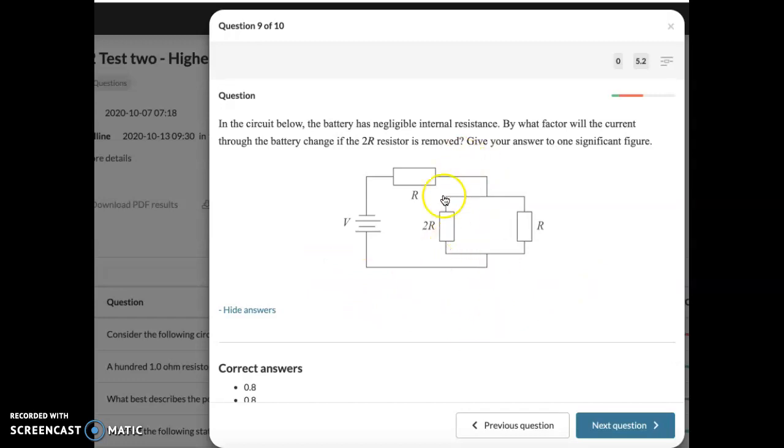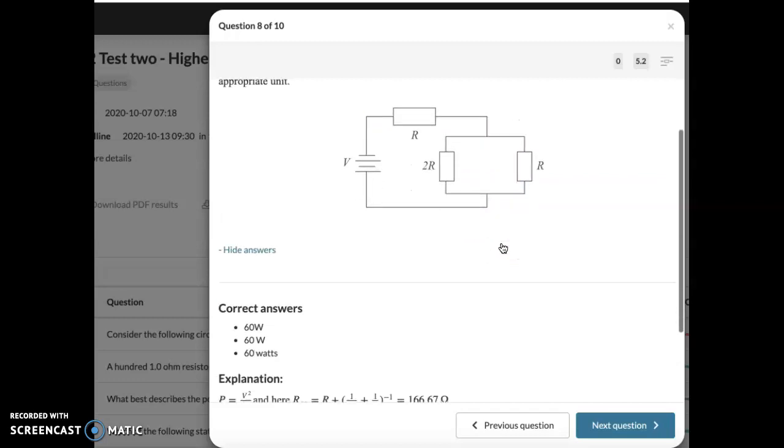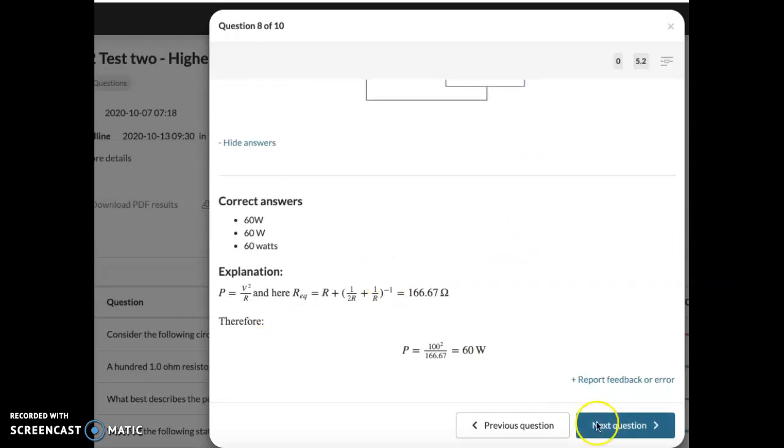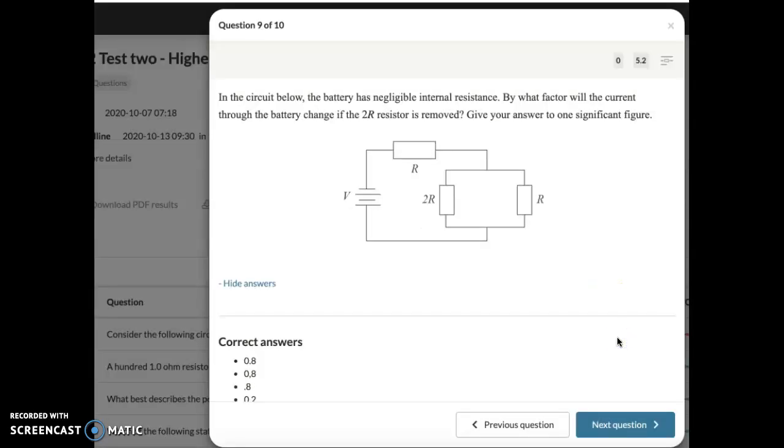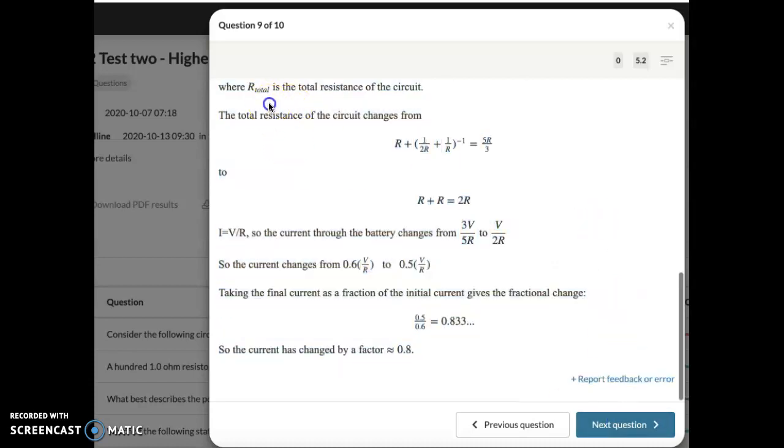Now, what's happening at this stage? Well, first we need to find the total resistance. Oh, wrong question. Right, here we go. So let's have a look. That's the circuit at the moment. The total resistance in the circuit is the first resistor plus the total of the 2 resistors in parallel, which is 1 over 2R plus 1 over R to the power of minus 1, which ends up giving us 5R over 3. So that is the current when you have all the resistors in place, right?